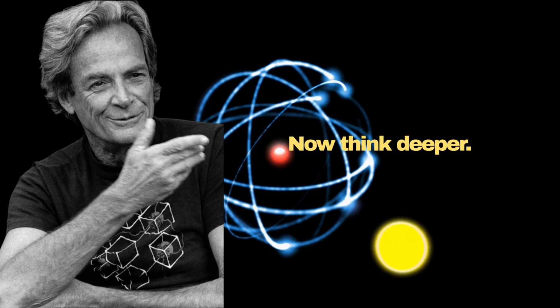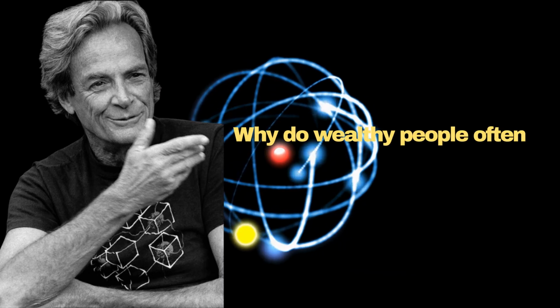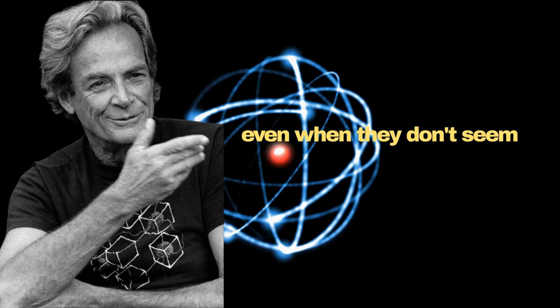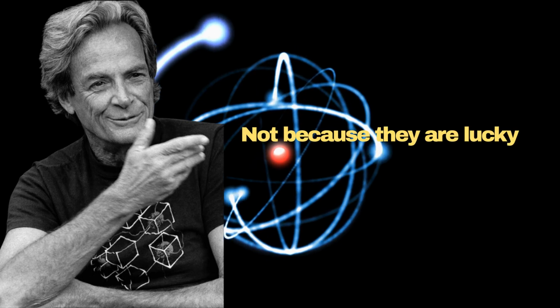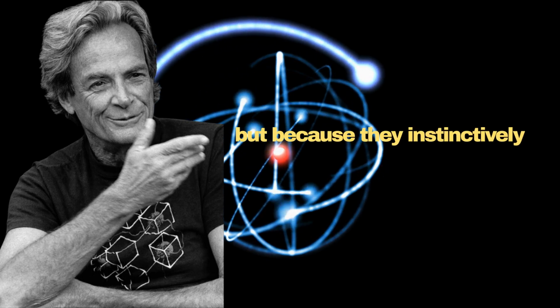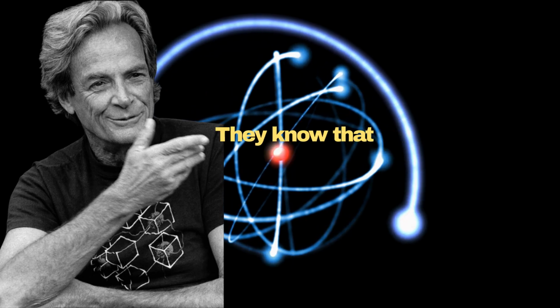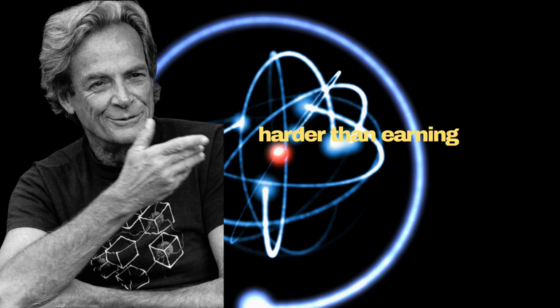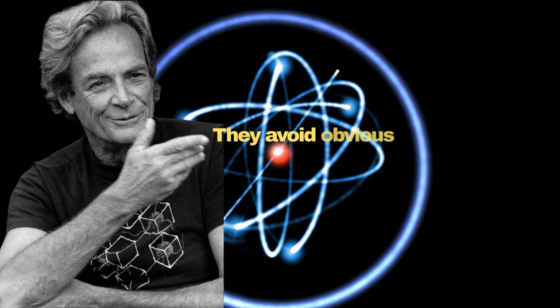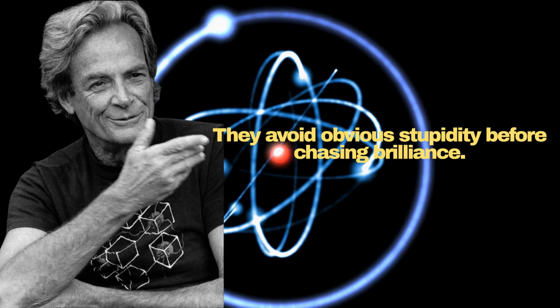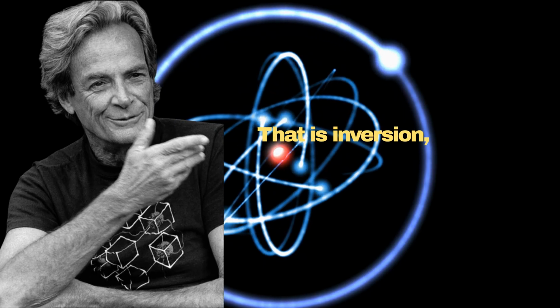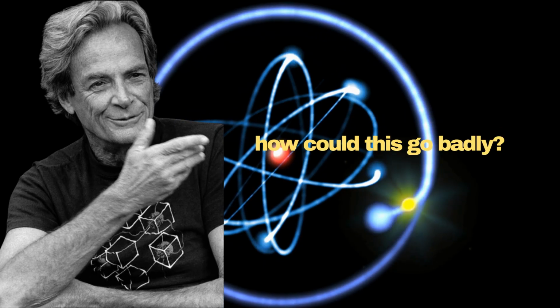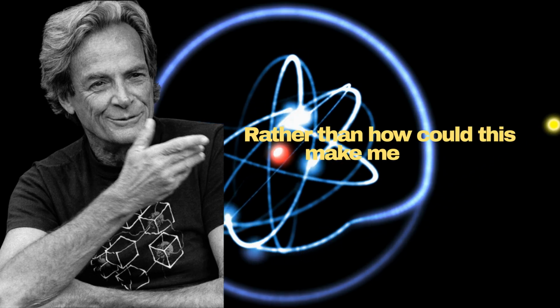Now, think deeper. Why do wealthy people often think differently, even when they don't seem smarter? Not because they are lucky geniuses, but because they instinctively understand maintenance. They know that preserving what you have is harder than earning it in the first place. They avoid obvious stupidity before chasing brilliance. That is inversion. Asking first, how could this go badly, rather than how could this make me rich?